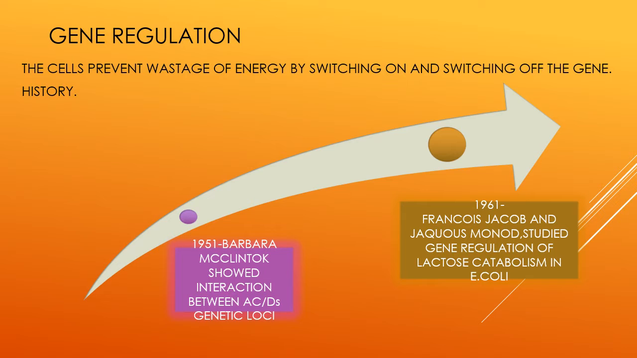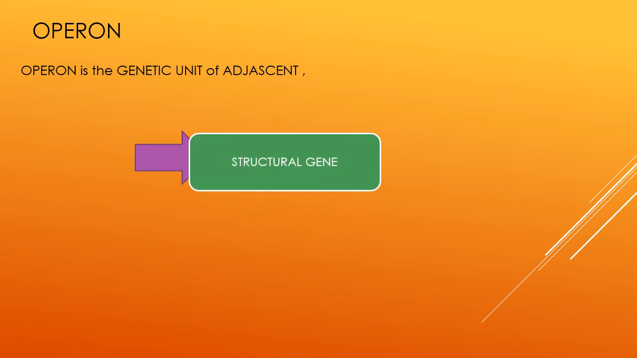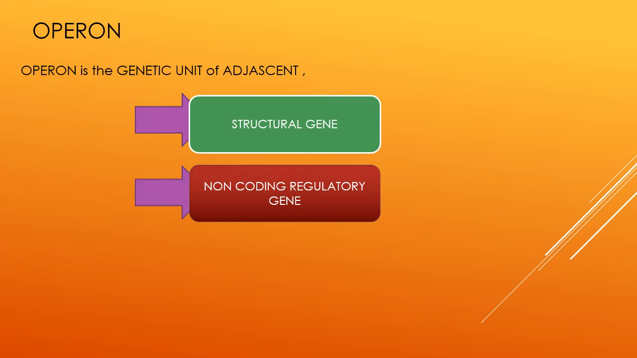And in 1961, Francois Jacob and Jacques Monod studied gene regulation of lactose catabolism in Escherichia coli. Operon. What is an operon? An operon is the genetic unit which has adjacent genes: structural genes and non-coding regulatory genes. Structural genes, for example, lacY, lacZ, lacA genes. And non-coding regulatory genes, which don't code any protein, for example, promoter, operator gene, etc. The cluster of genes working under the same promoter is said to be an operon.